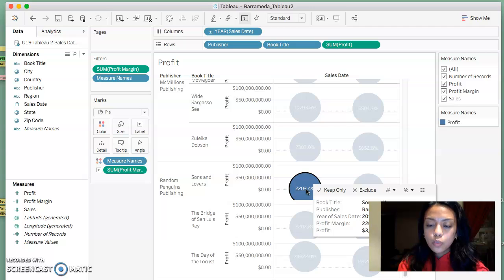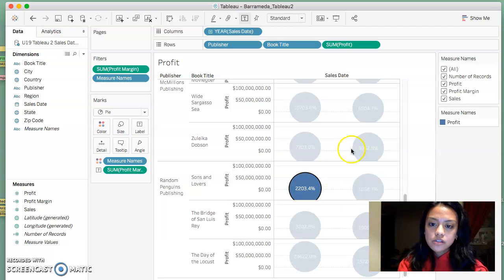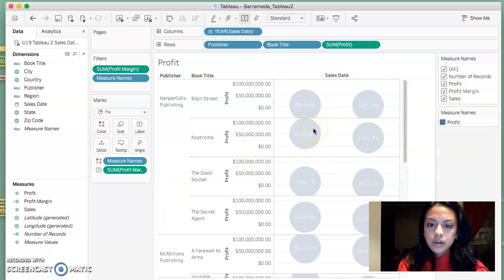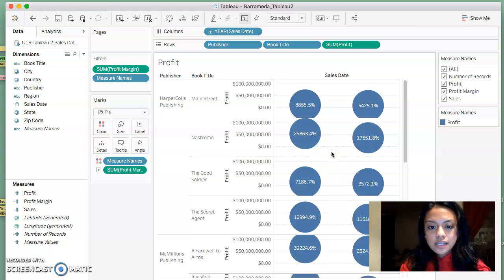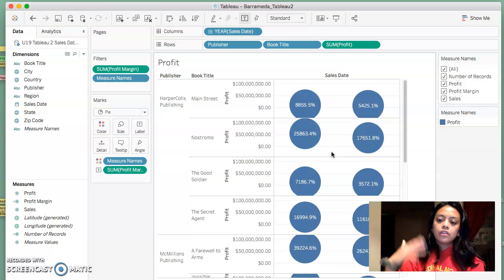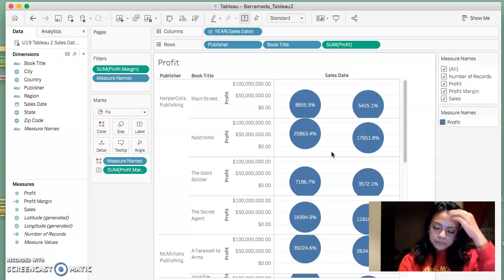You're able to see which book, the publisher, the year of sales date, their profit margin, and how much they actually profited off that certain book. I liked a pie chart because it shows percentages, and you're able to see in 2017 versus 2018 whether the percentage went up or down. Very beneficial to anyone you're presenting data to. They want to see the high and low, what they can work with and what's not working, what is working.